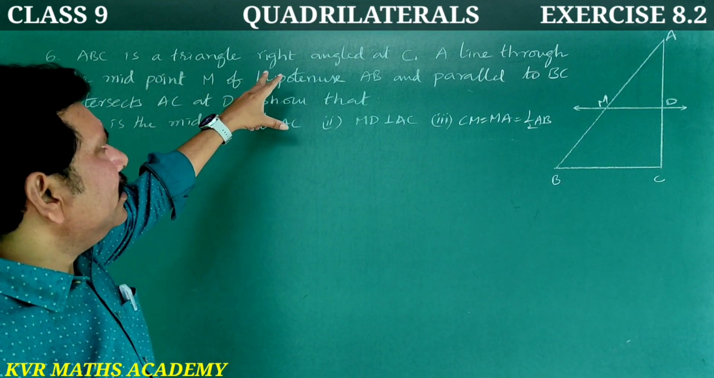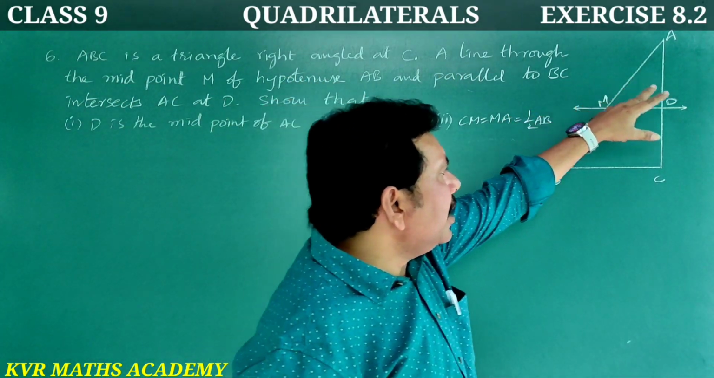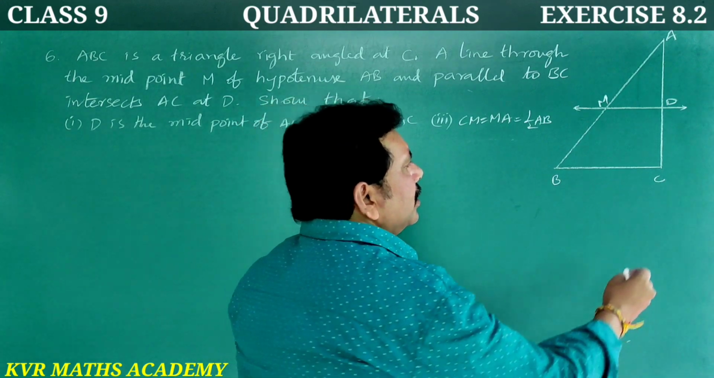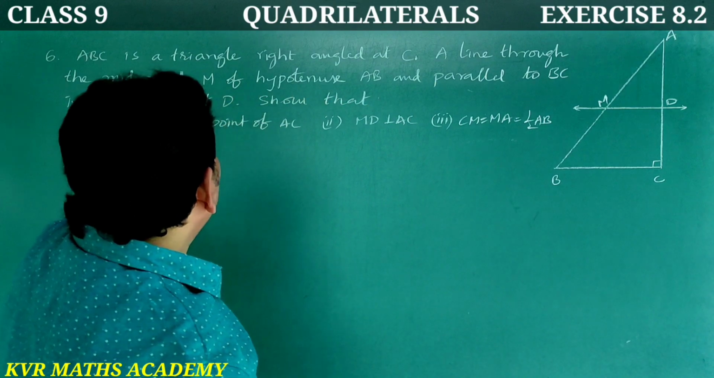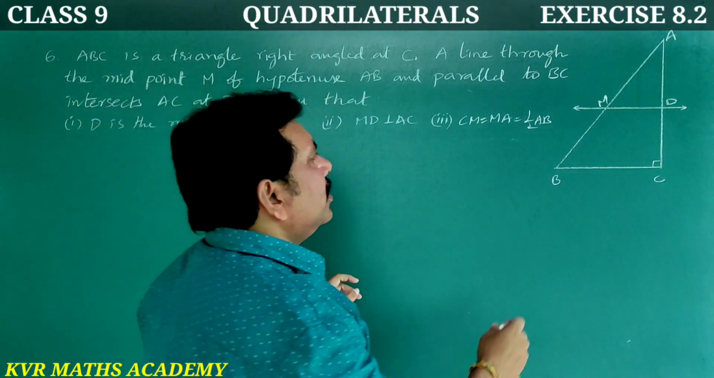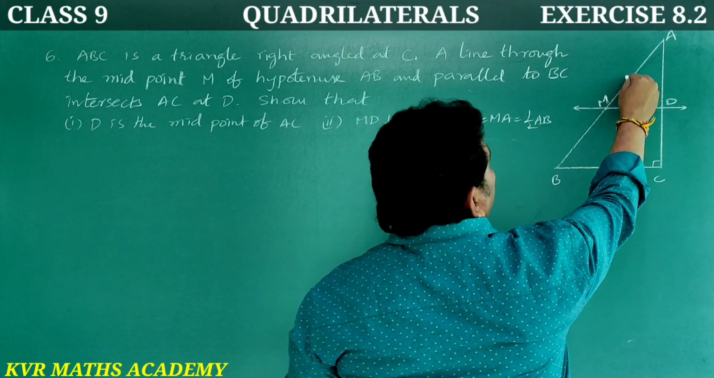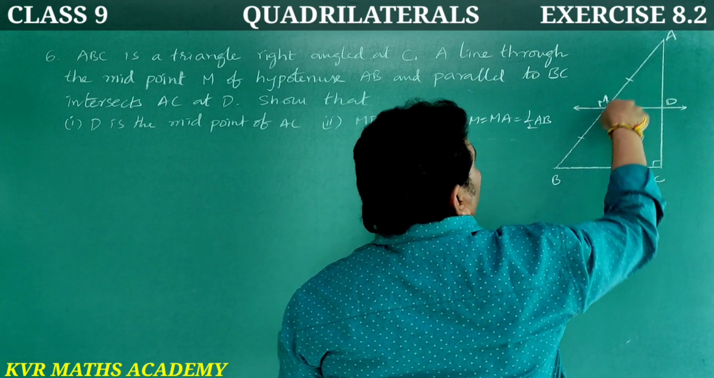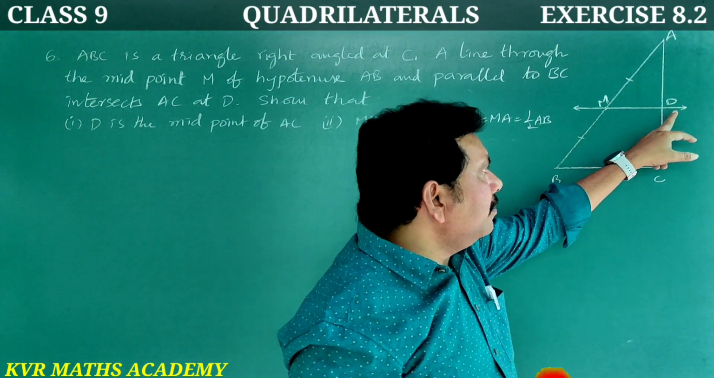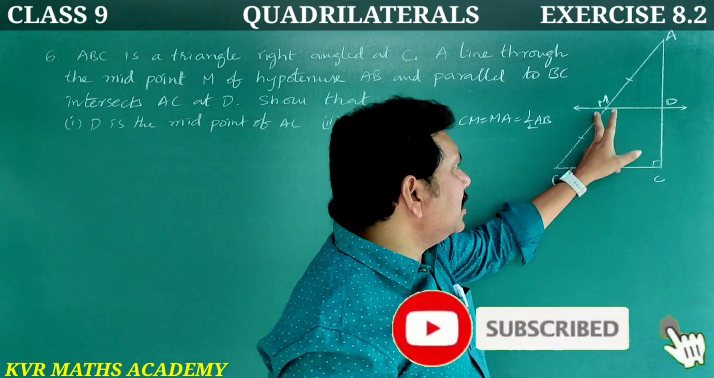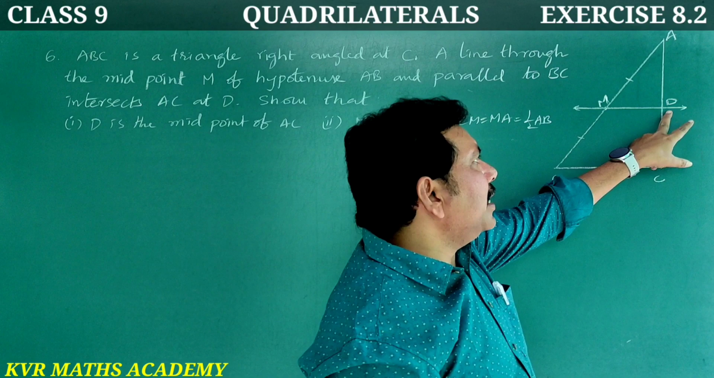ABC is a triangle, right angle at C. Let us draw the figure. ABC is a triangle in which right angle at C, a line through the midpoint M of hypotenuse AB, and parallel to BC. It is M. It is parallel to BC. This line intersects AC at D.